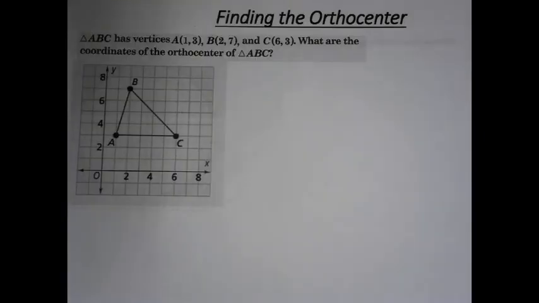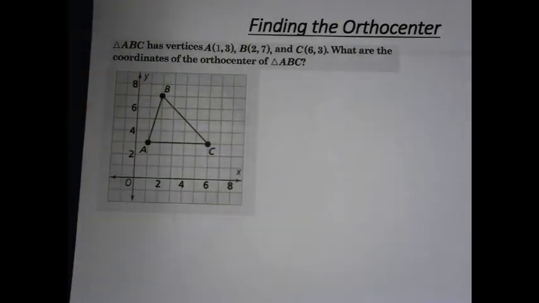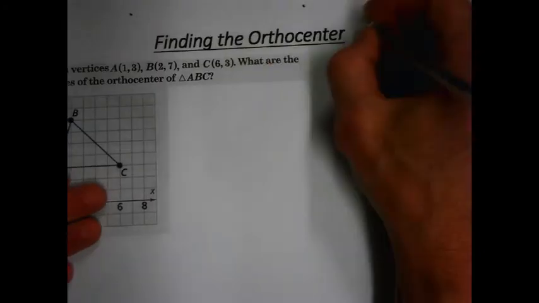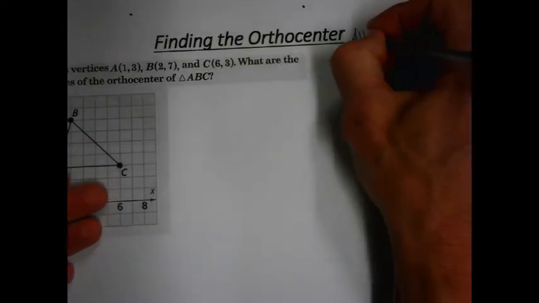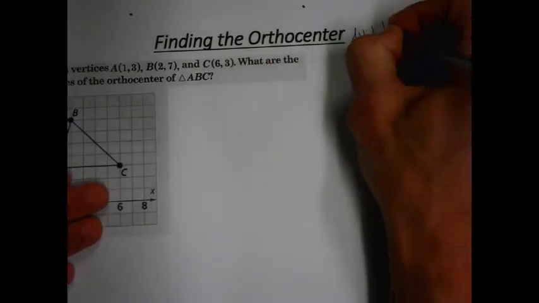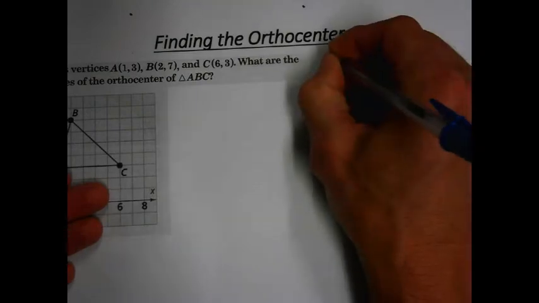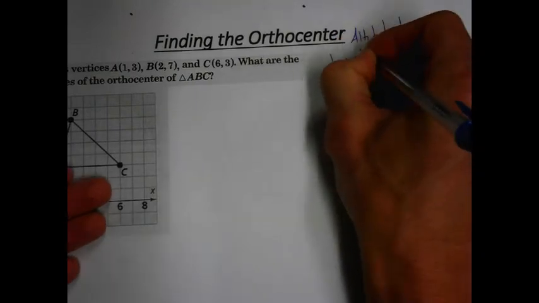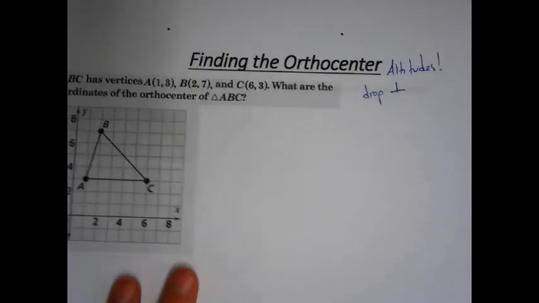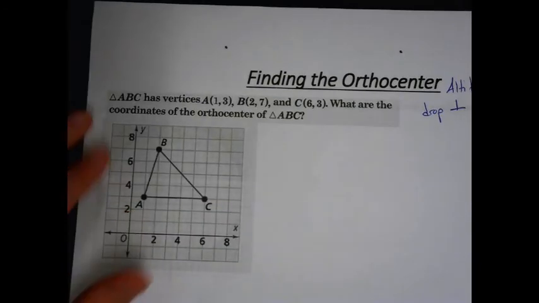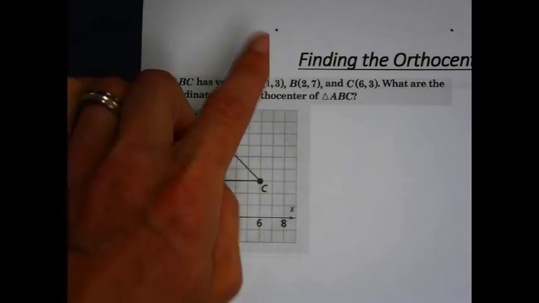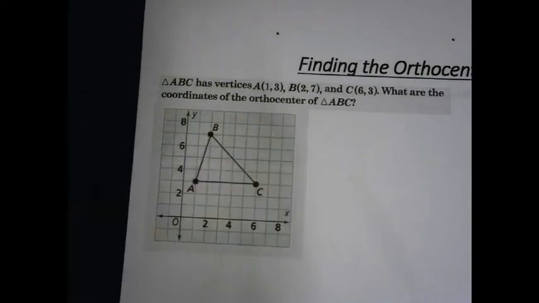Anyway, how are we going to use that? Well, let's find the orthocenter of a triangle. Orthocenter means we're dealing with altitudes, and altitudes means we are dropping perpendiculars from vertices. So triangle ABC has vertices here, here, and here. What are the coordinates of the orthocenter of ABC? So we need to find altitudes. That means we're going from vertices.